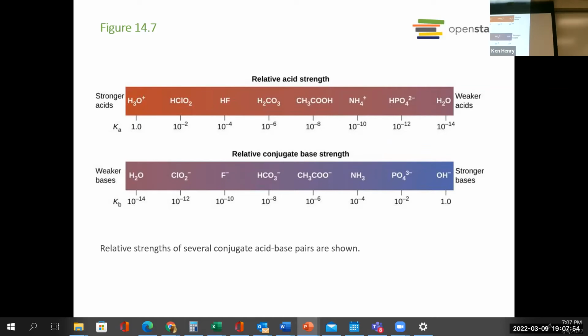And if we look at the scales, you see how they're opposite. Strong acid this way, weak acid here. Weak base here, strong base here. So the conjugates of each other. This guy's a strong base. This is a weak acid.